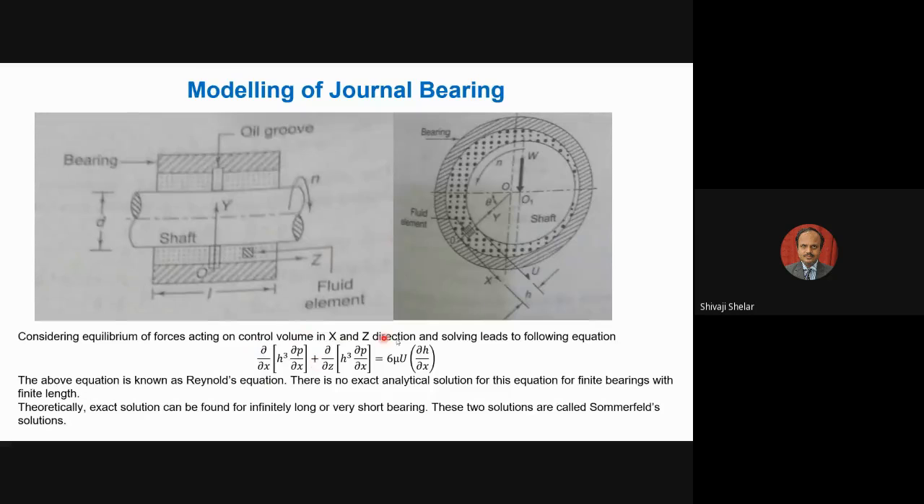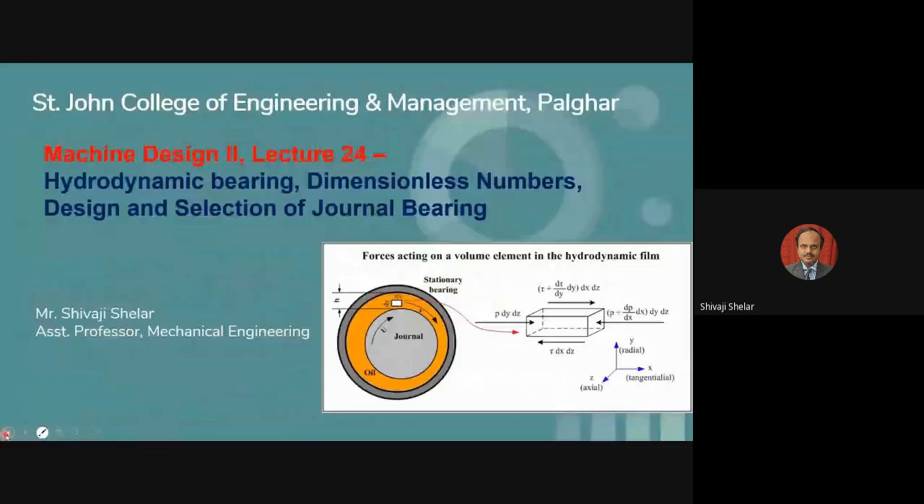will give you the differential equation. The solution of this, the equilibrium of forces in x direction and z direction. I have shown the x and z direction. If you go and refer to the first slide, you will come to know which are the x and z directions here. So this is your control volume here. So this is dx and this is dy. So the y direction is radial here. The x direction is tangential. And the z direction is axial.